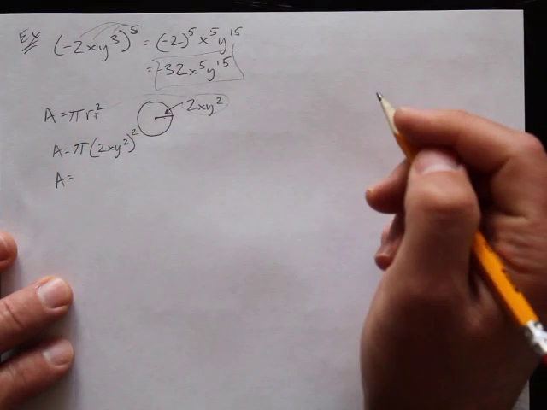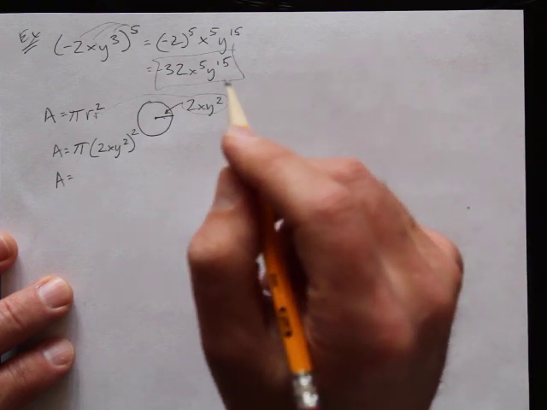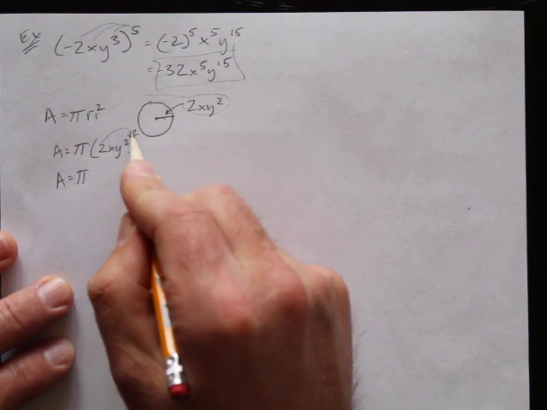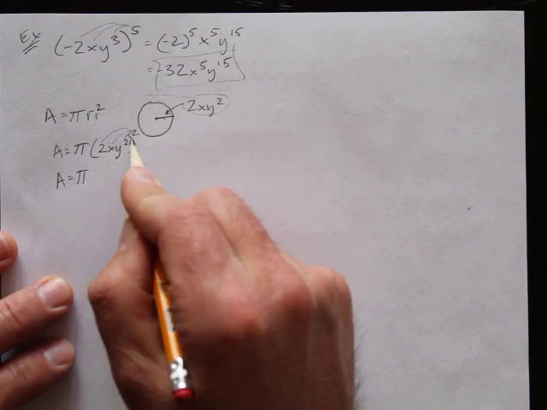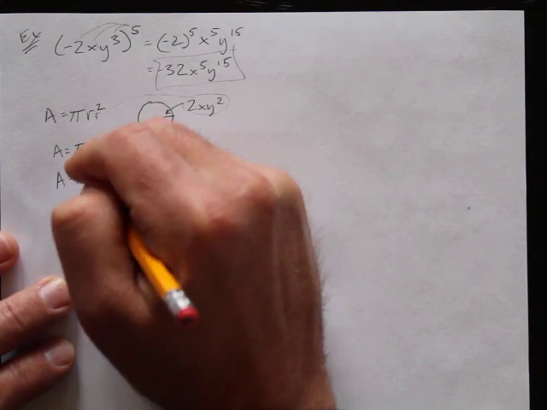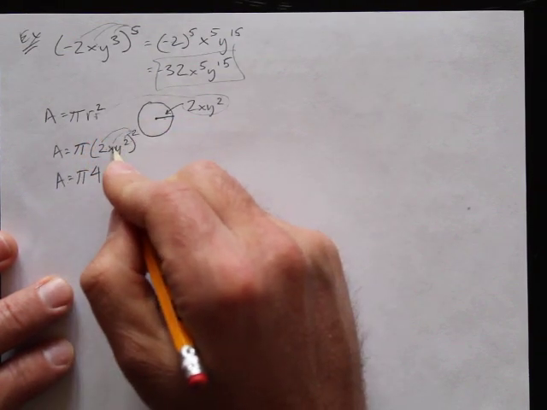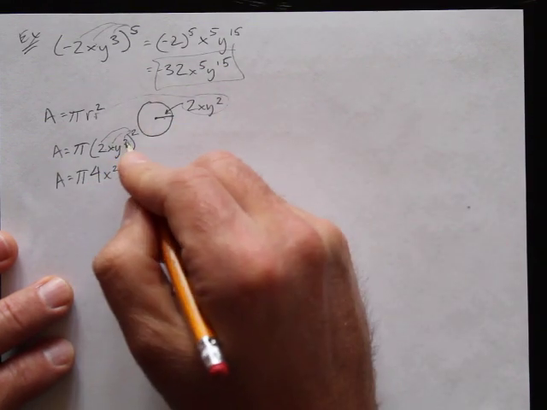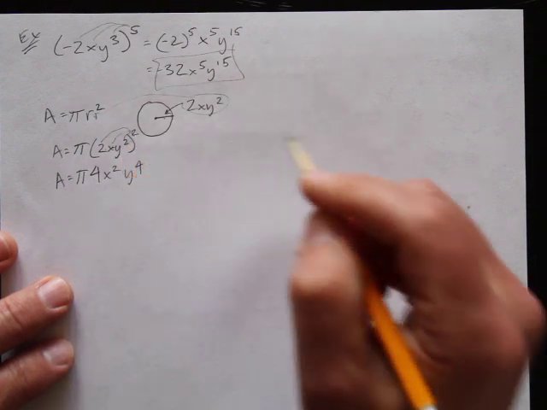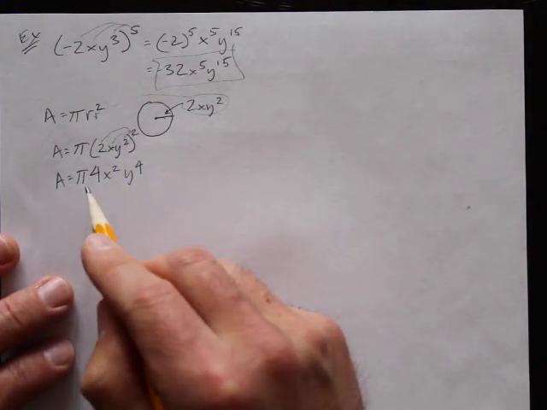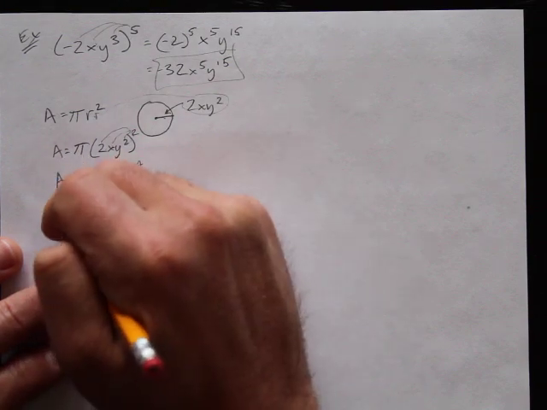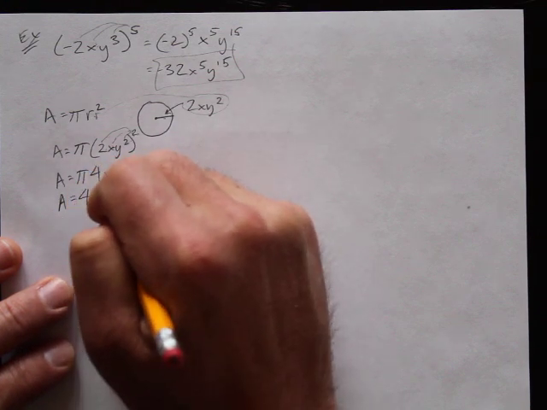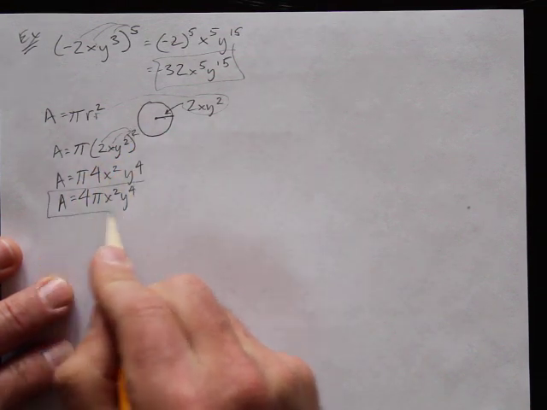Now the area is pi, and then I distribute the 2 in here for each of these parts of the term. So 2 squared, which is 4, x raised to the power of 2, x squared, y squared raised to the power of 2 is y to the 4th power. So now I'm all set. Now I just need to rewrite it in the way that mathematicians want me to write it. And I put the 4 out in front, and then I have pi, and then I have x squared y to the 4th power. And that's my final answer.